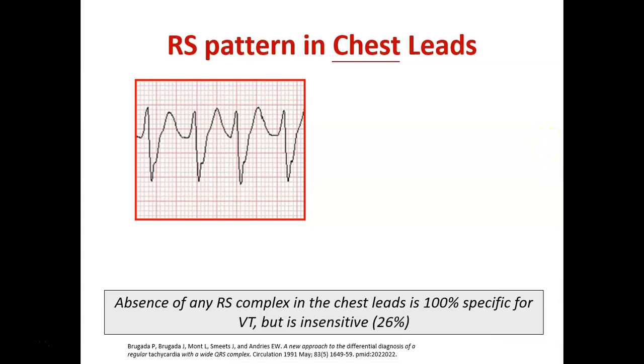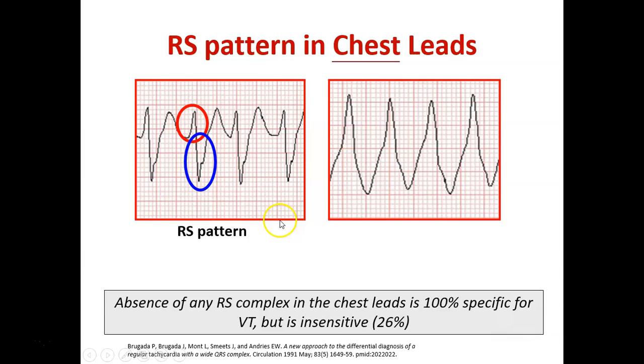So let's talk first about what the RS pattern in ECG is. RS means some of the ECG complexes have a positive portion, which is R, and some of the portion is negative, which is S. If you draw an isoelectric line, the area above the isoelectric line is the R wave, and below the isoelectric line is the S wave. So this is RS. This is present in normal ECGs.